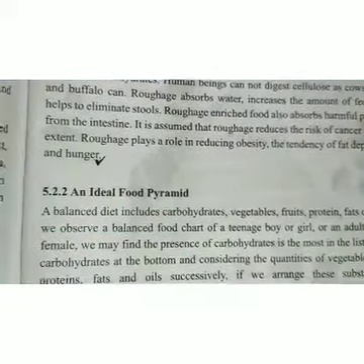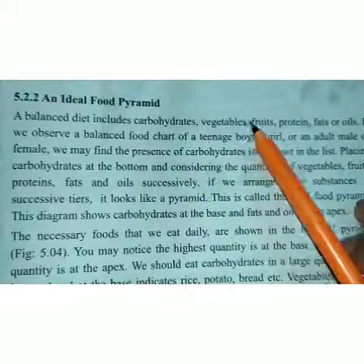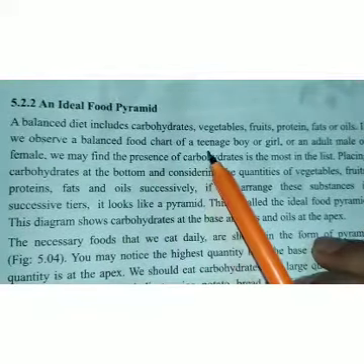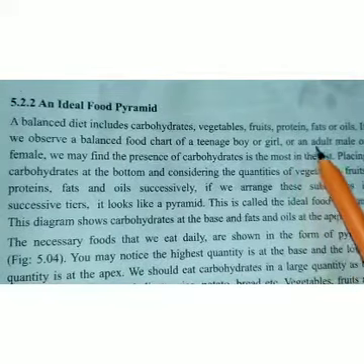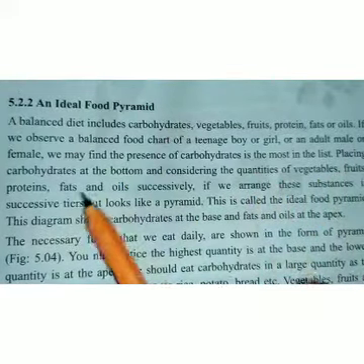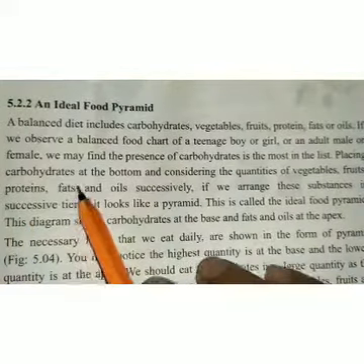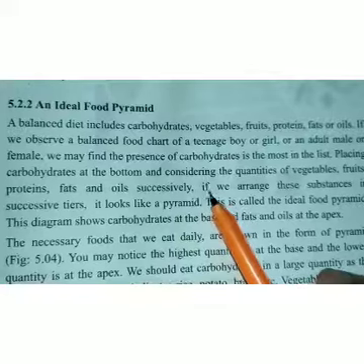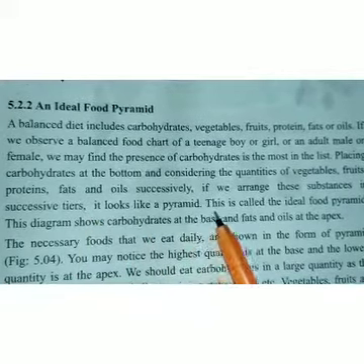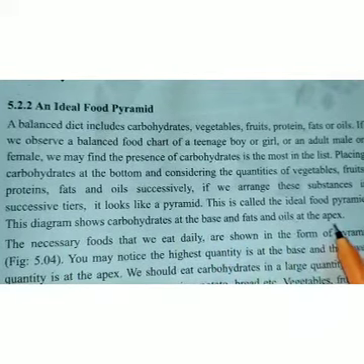Our next topic is the ideal food pyramid. A balanced diet includes carbohydrate, vegetables, fruits, protein, fat, or oil. If we observe a balanced food chart of a teenage boy or girl, or an adult male or female, we may find the presence of carbohydrate in most of the list. Placing carbohydrate at the bottom, consider the quantities of vegetables, fruits, protein, fat, and oil successively. If we arrange those substances in successive tiers, it looks like a pyramid. It is called the ideal food pyramid. This diagram shows carbohydrate at the base and fats and oil at the apex.